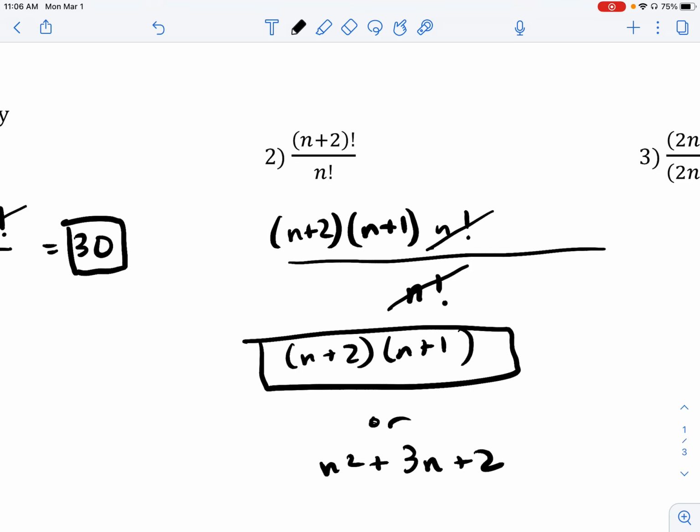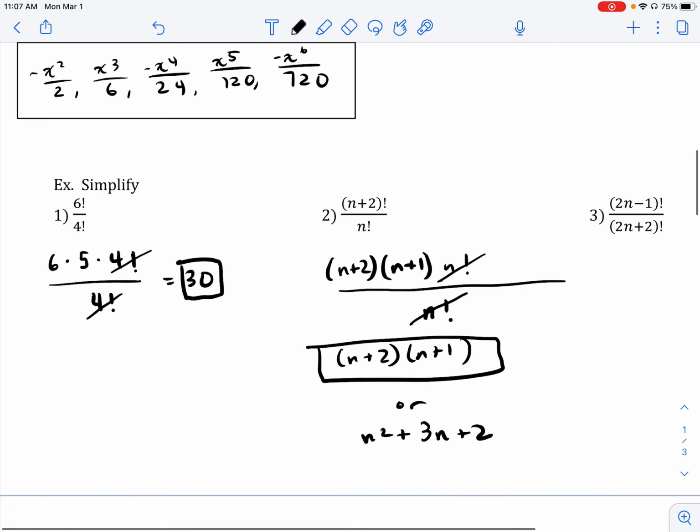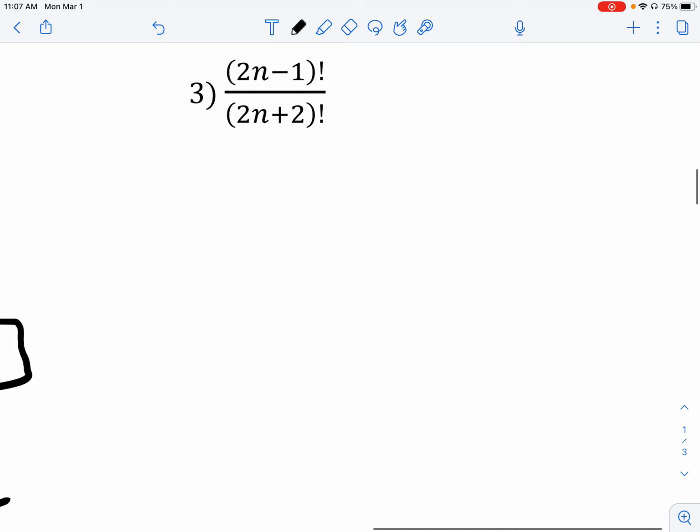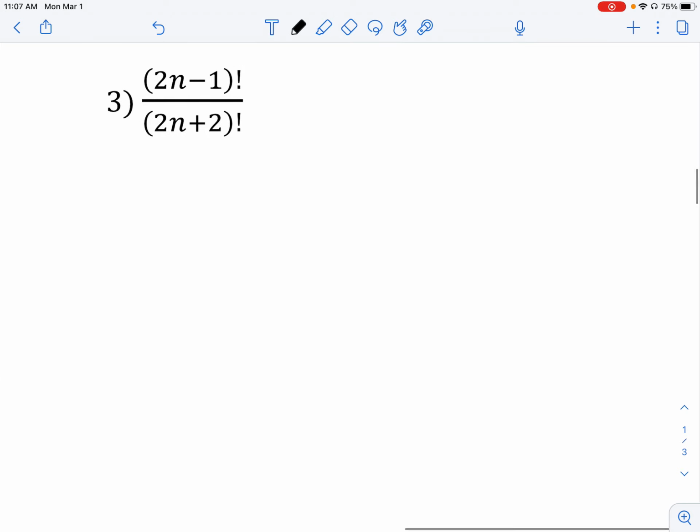Those are equivalent. So if we compare these side by side, we're seeing that we're doing exactly the same thing, right? We're doing exactly the same thing. So try number 3 now. Something slightly different is going on in number 3, but I encourage you to pause the video and try to simplify number 3.